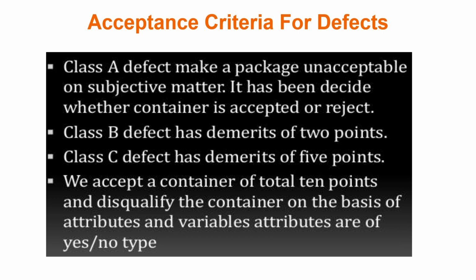Now, there are certain acceptance criteria for these defects. For example, a class A defect may make a package unacceptable on a subjective matter. It has to be decided whether the content is accepted or rejected. They have to be rejected. Class B defects have demerits of 2 points. Class C defects have demerits of 5 points. And there is acceptance of a container up to a total of 10 points, disqualifying the container on the basis of attributes, and variable attributes are whether they are up to date with specifications or not.